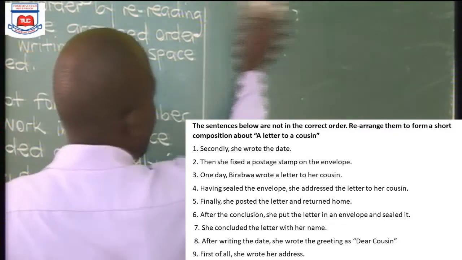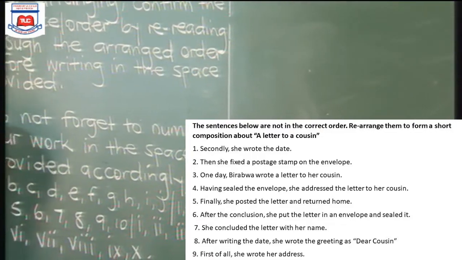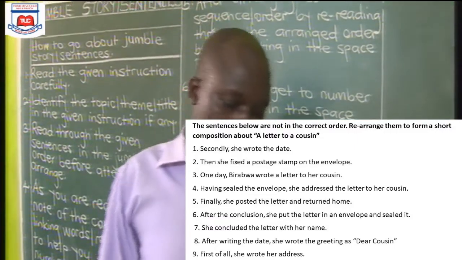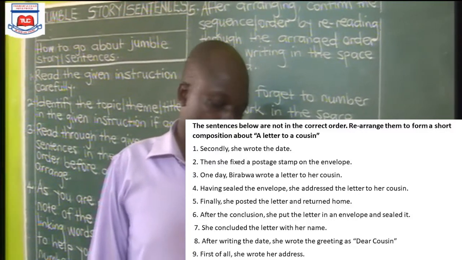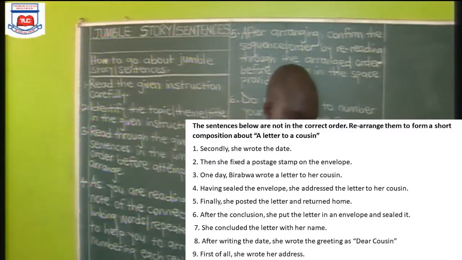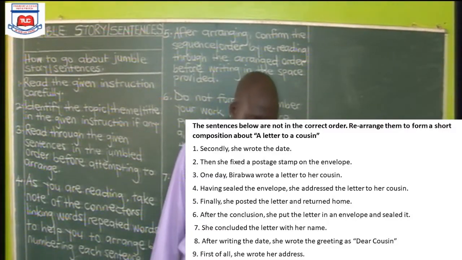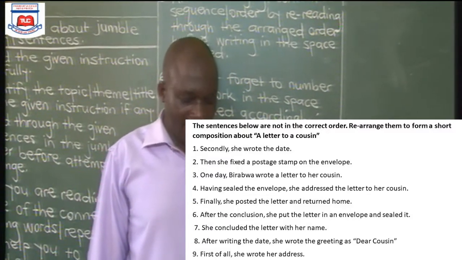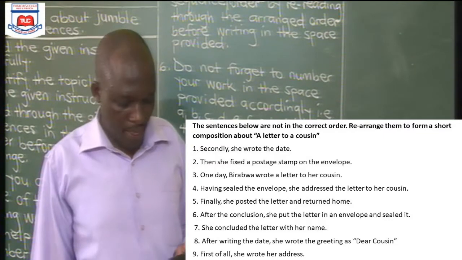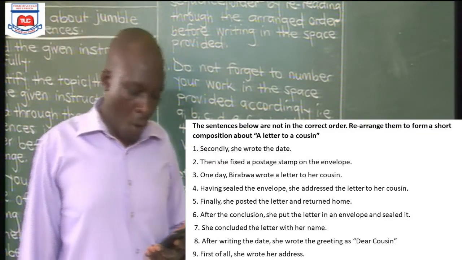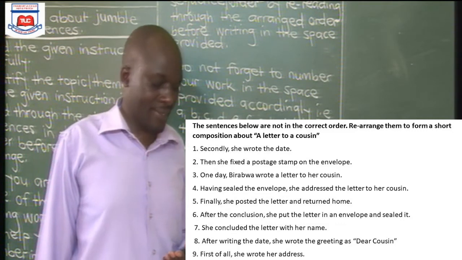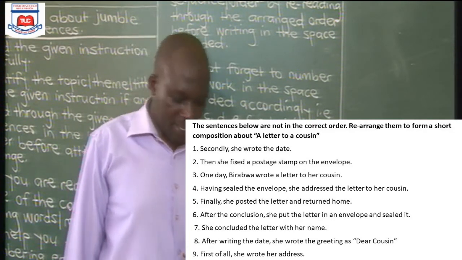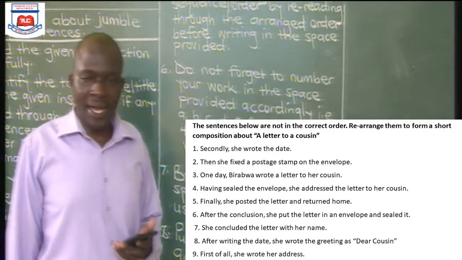Number 6. After the conclusion, she put the letter in an envelope and sealed it. 7. She concluded the letter with her name. 8. After writing the date, she wrote the greeting as dear cousin. 9. First of all, she wrote her address. Number 10. In addition, she wrote the message that she wanted to convey to her cousin.